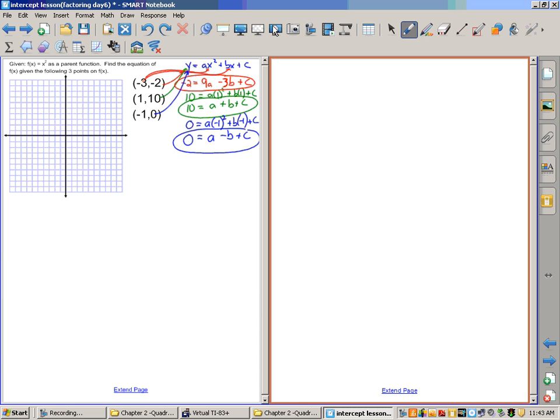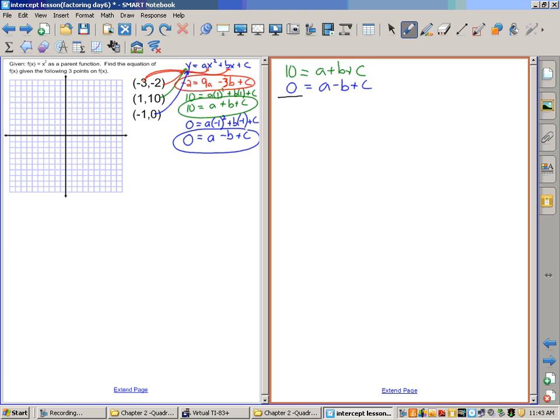Which two equations look like the easiest two to work with first? The green one and the blue one. Okay, so we'll take that green one, 10 equals a plus b plus c, and we'll take that blue one, 0 equals a minus b plus c.